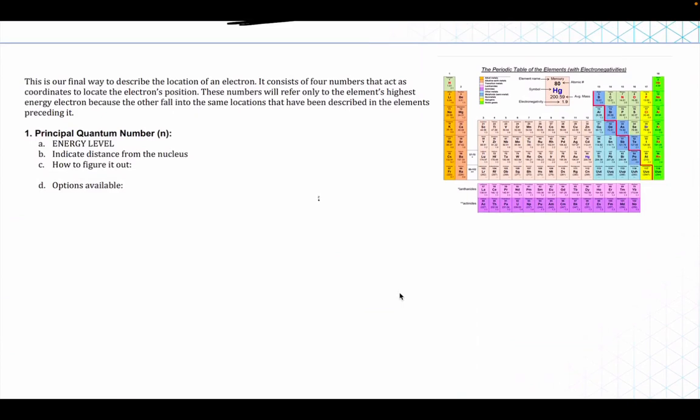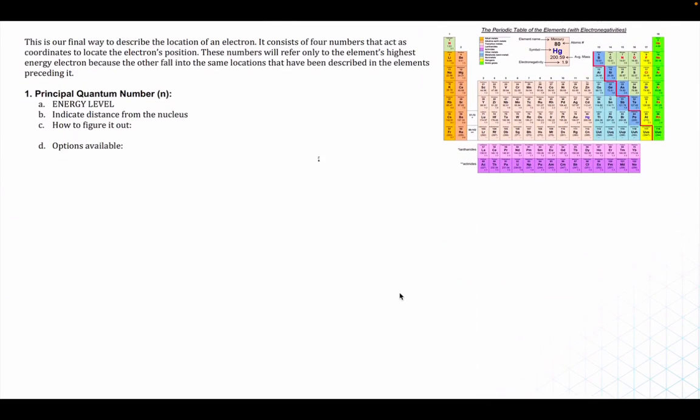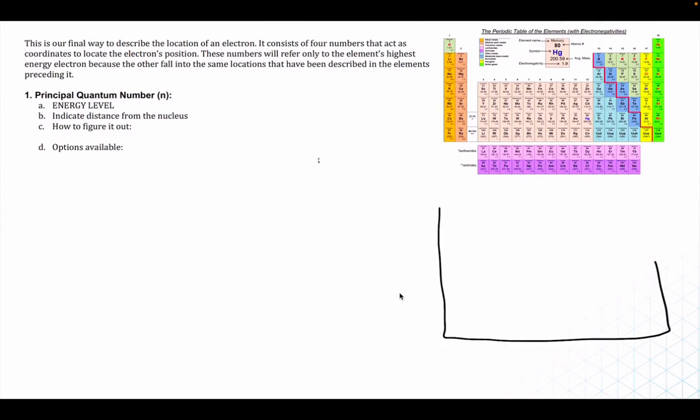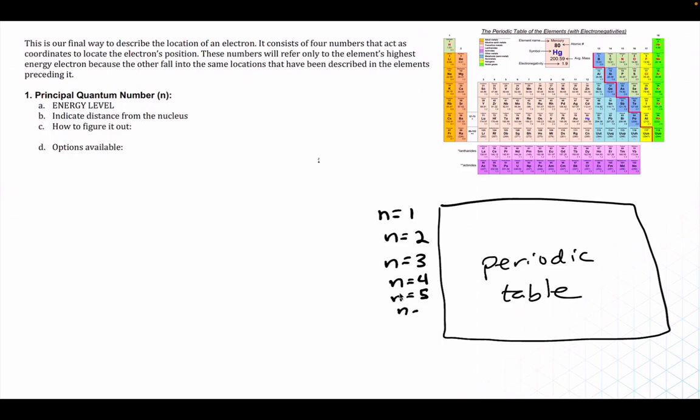So here's where this corresponds to a note sheet that I would fill out with me. Here's where I'm going to talk about each one of the 4 quantum numbers. On your sheet, I don't think you have the periodic table, so I'm just going to sketch one for you. The periodic table and the quantum numbers are directly related. The principal quantum number, remember, tells us which energy level we're in and how far away from the nucleus we are.